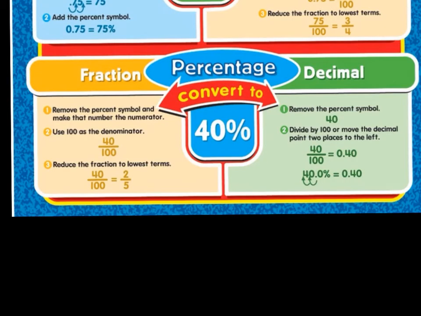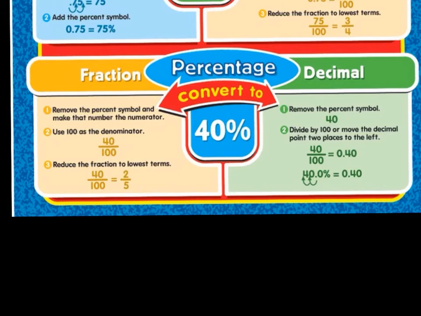In this final slide, we're given a percentage, and we have to convert it into both a fraction and a decimal. In this case, the fraction is the easiest way to convert first. 40% is the same as 40 over 100, and then all we need to do is reduce that. 40 over 100 reduces to 2/5.